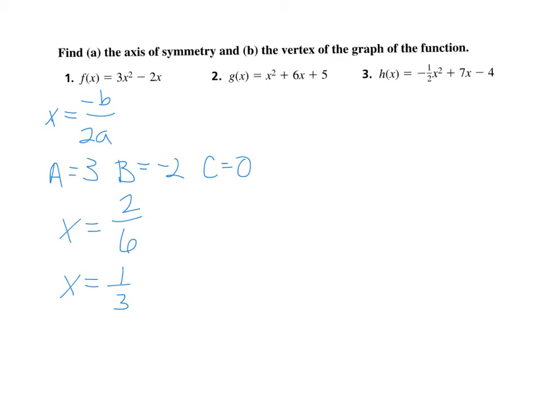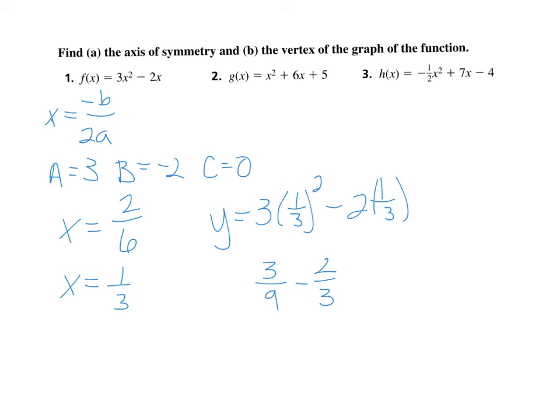Now, to find the vertex, we have to plug in any time that we see x, we're going to put in a third. So this would be y is equal to 3 times 1/3 squared minus 2 times a third. So 1/3 times 1/3 is going to be 1/9 times 3 is going to be 3/9 minus 2 times a third, which is going to be 2/3.